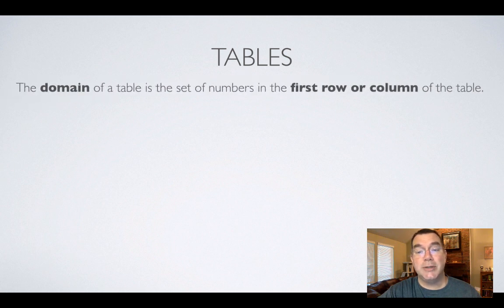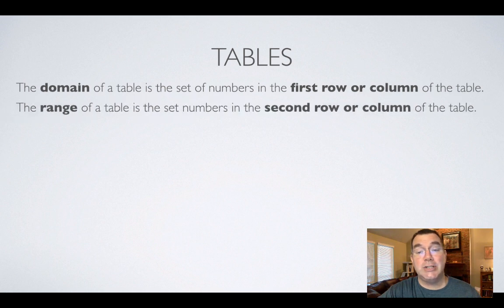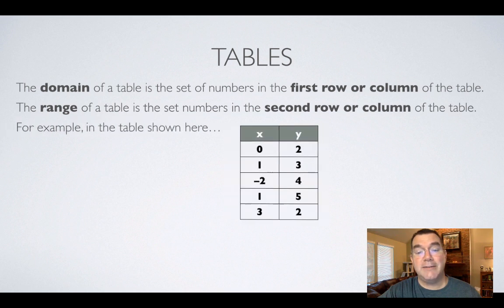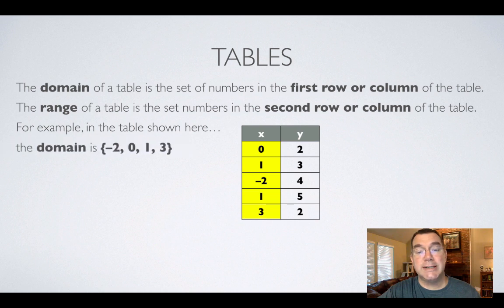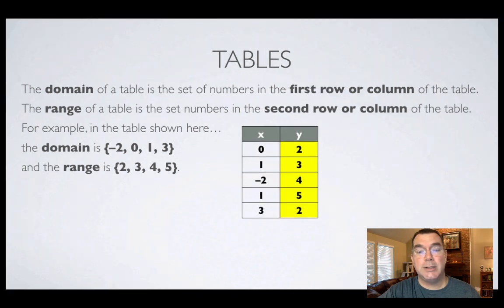So the domain is going to be the first row or column of the table, depending on how the table is set up, and the range is going to be the second row or column of that same table. So if I have a table like this, then the domain is going to be all those numbers listed in the first column, -2, 0, 1, and 3. Notice again, 1 is listed twice, but I only need to list it once when I'm talking about the domain. And then the range is going to be all those numbers in the second column, 2, 3, 4, and 5. Notice again, 2 is listed twice, but I really only need to list it once.